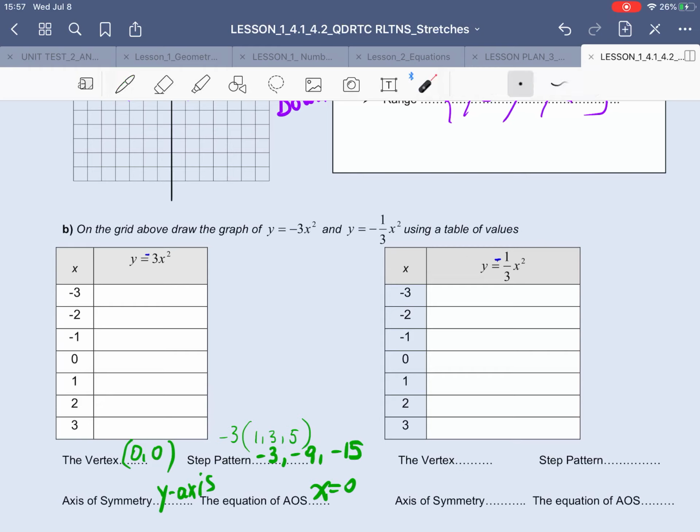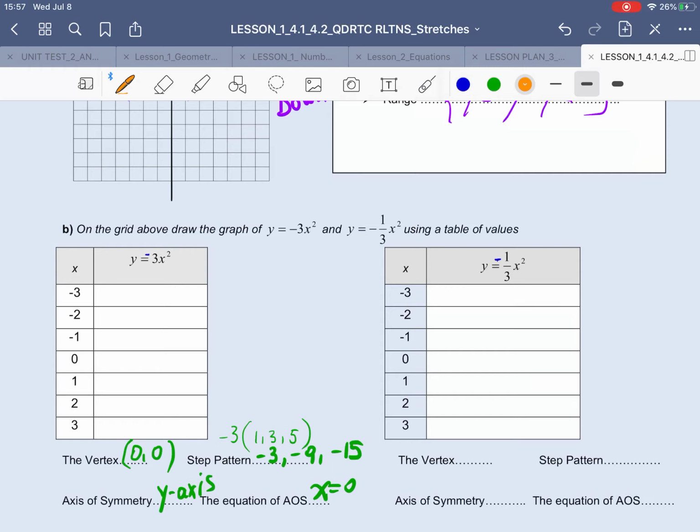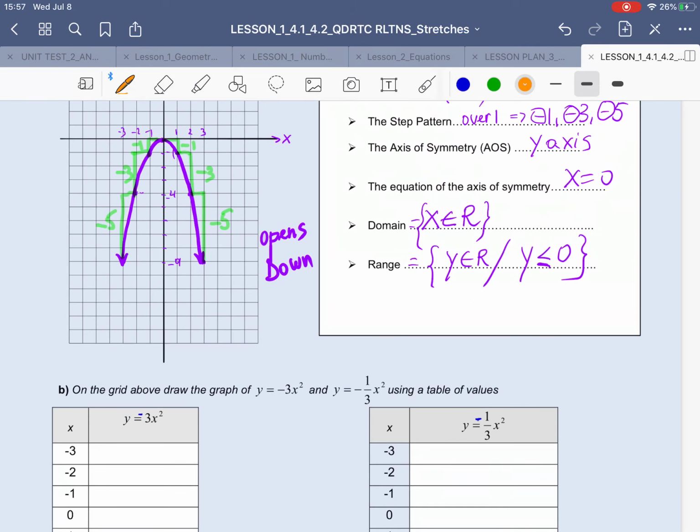Now, for the -1/3 x squared, we're going to say similar things about it. And we're going to say that, let's go orange. We're going to say that the vertex will still be at 0, 0. The step pattern will be from 1, 3, 5 times -1/3. So it's going to be -1/3, -1, -5/3. Axis of symmetry is still the y-axis, and the equation of the axis of symmetry will be x equals 0.